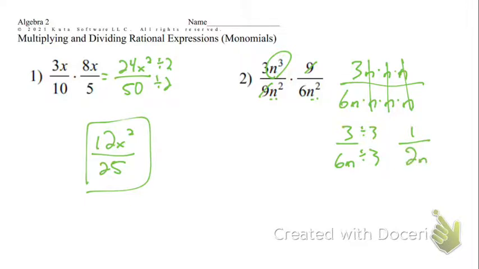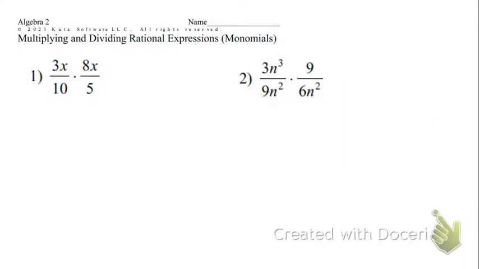Now, had I done this a different way, you still get the same answer. Let me change the color as well. So let's say I just multiplied it out. This would be 27 n to the third all over 54 n to the fourth, because 2 n's and 2 n's, 2 plus 2 is 4. So then I say, okay, the numbers, they're both divisible by 27.